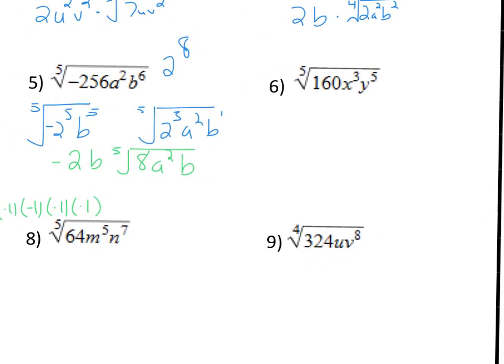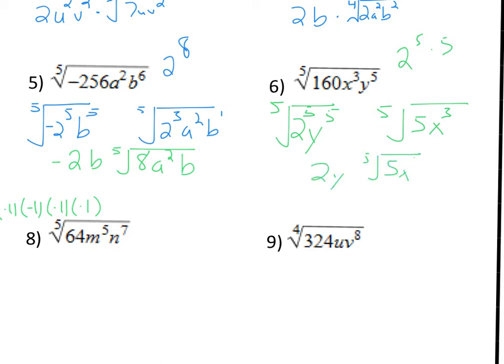All right, sixth, last one, where you get some practice on your own. Fifth root of 160. So you go to the calculator. It is 2 to the 5th times 5. We're going to break it up. It's the 5th root. So 2 to the 5th goes over here. 5, obviously I can't. X to the 3rd, I cannot divide 3 by 5, so I just stick it all over there. Y to the 5th, I can. There's no breaking it up. So we divide, we get 2y, and then the 5th root of 5x cubed. And we're good to go.